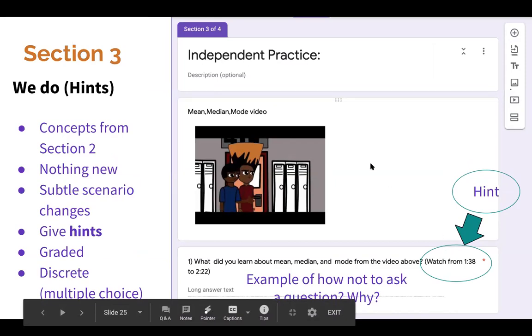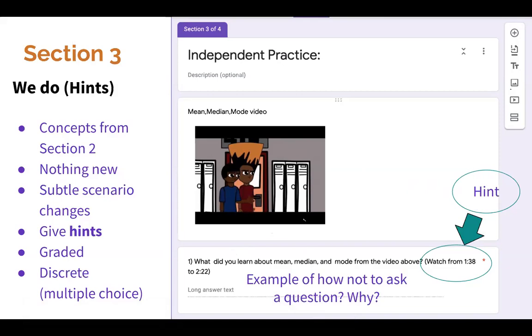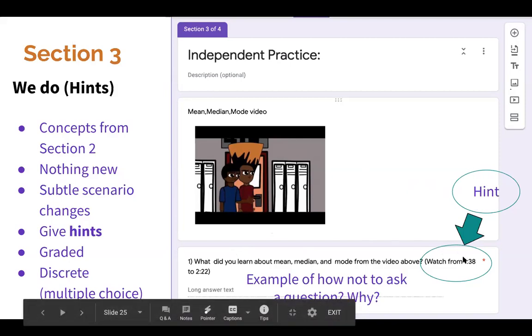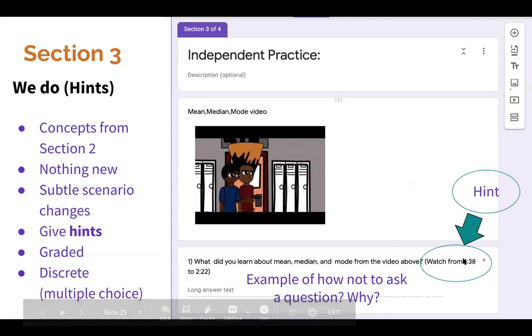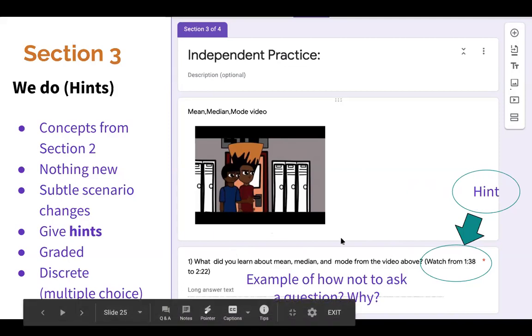Like right here, there's a video that they have to watch on mean, median, and mode, but the hint would be watch from 138 to 222. Even though it's like a 3-minute video, you don't want them to go through the whole intro thing. Try to get them to the actual part that matters for the lesson and give them a hint. And again, give them discrete multiple choice answer choices.